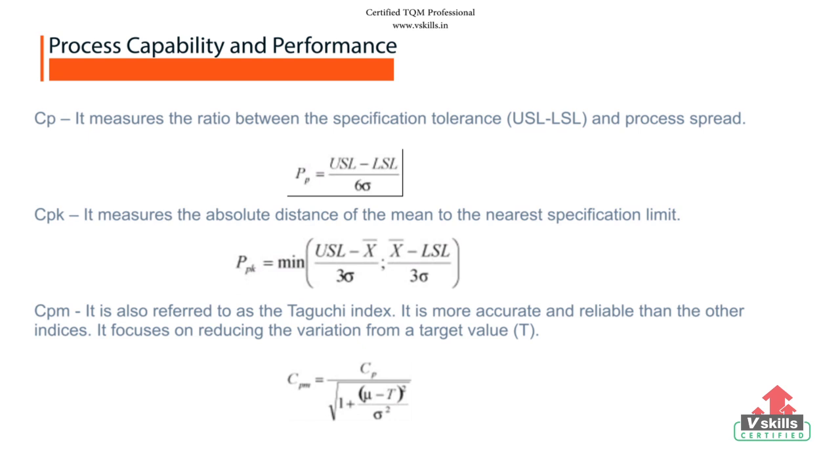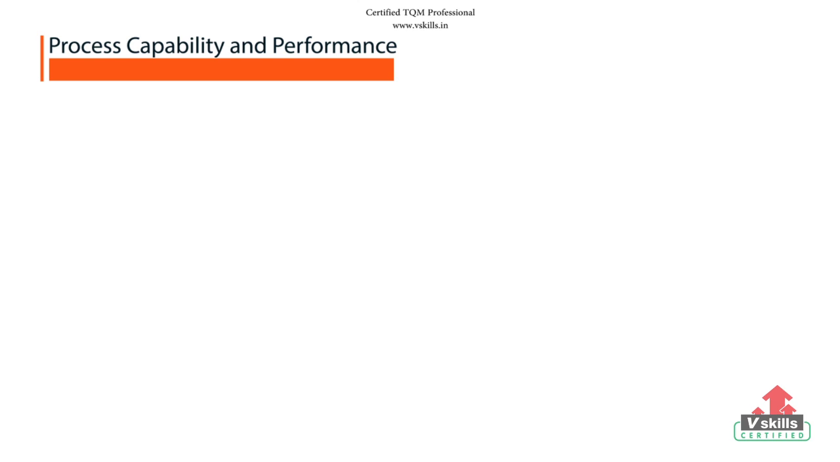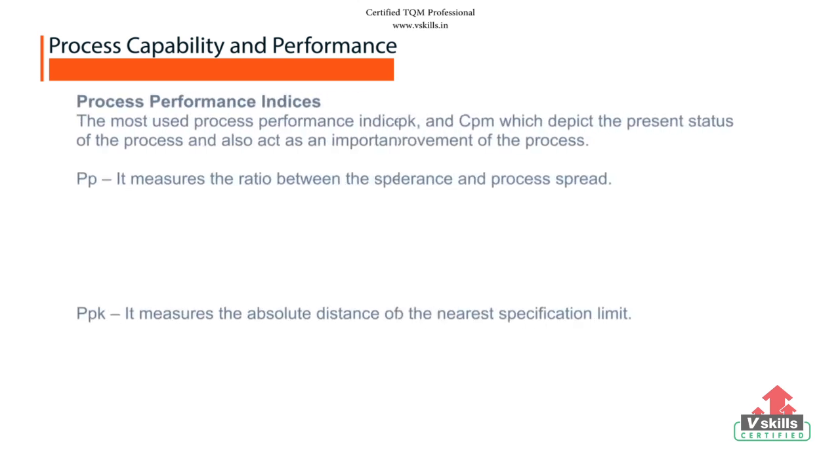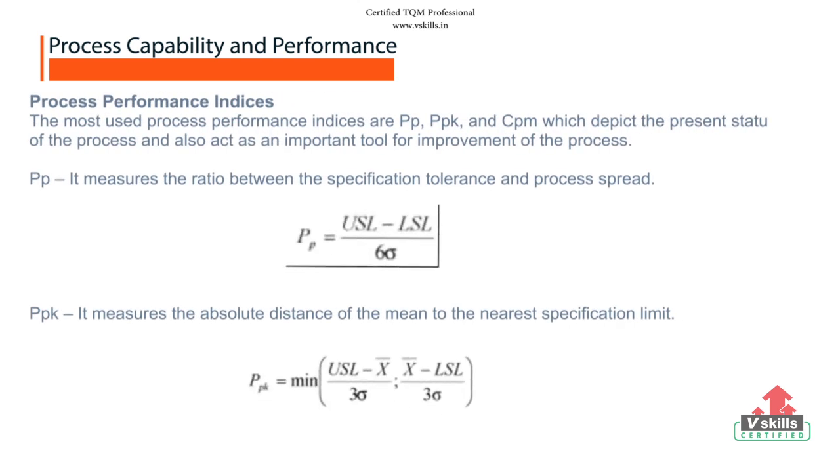CPM, also referred to as the Taguchi index, is more accurate and reliable than the other indices. It focuses on reducing the variation from a target value T. The most used process performance indices are PP, PPK and CPM, which depict the present status of the process and also act as an important tool for improvement of the process. PP measures the ratio between the specification tolerance and process spread, while PPK measures the absolute distance of the mean to the nearest specification limit.